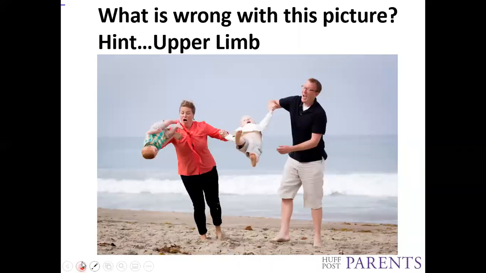What is wrong with this pincher hint upper limb? Oh, so this is the subluxation that we talked about before, how you can end up with subluxation of the joint, and how you can have the radius pop out of the annular ligament that connects it to the humerus.